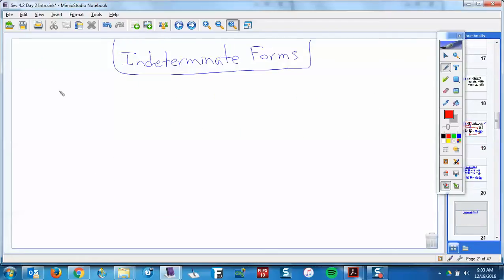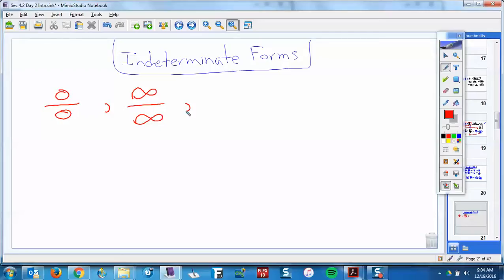Okay, so indeterminate forms. So our indeterminate forms are 0 over 0, infinity over infinity. Now what that means, indeterminate means we can't determine if there's a limit. We got to do more. That's why I always said keep going. Keep going. Well, now we've added to our list of keep going. We can do L'Hopital's rule.